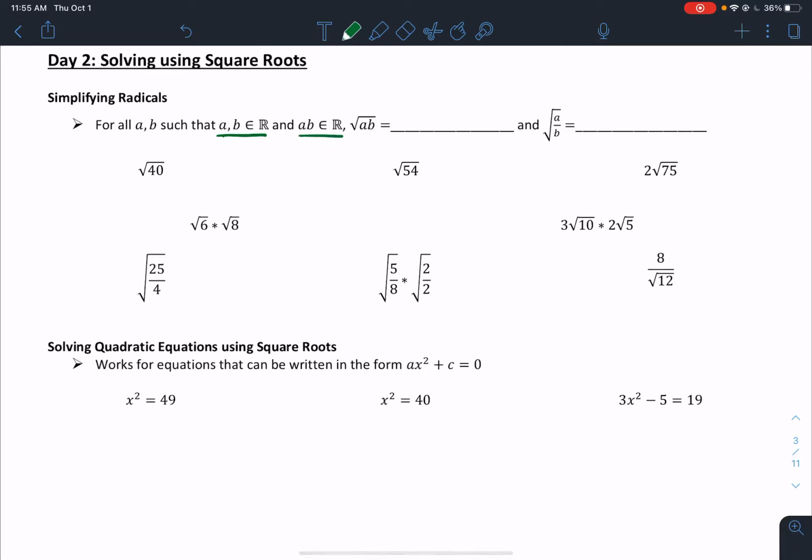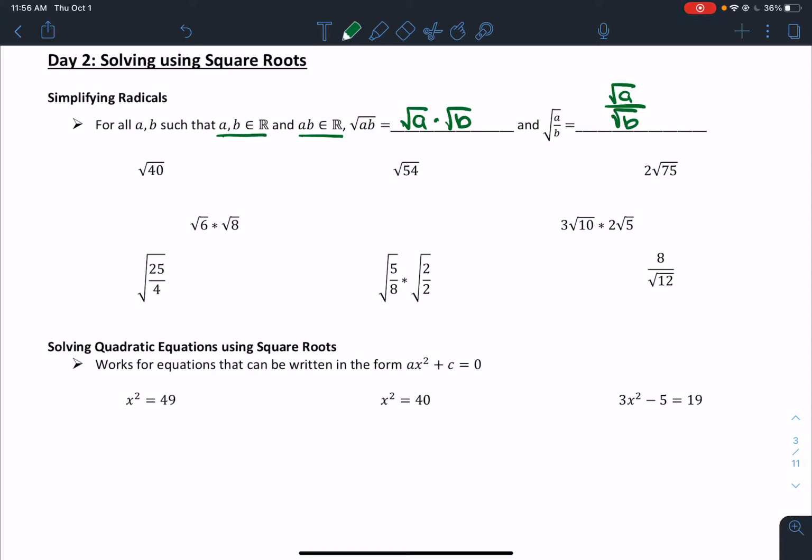and a times b is real, then the square root of a times b is the square root of a times the square root of b. And the square root of a divided by b is the square root of a divided by the square root of b. All right.